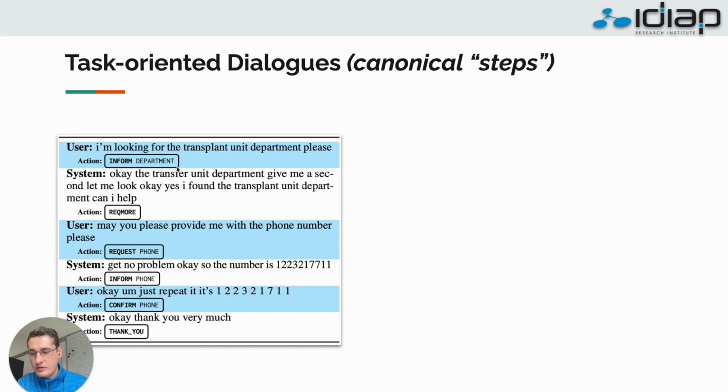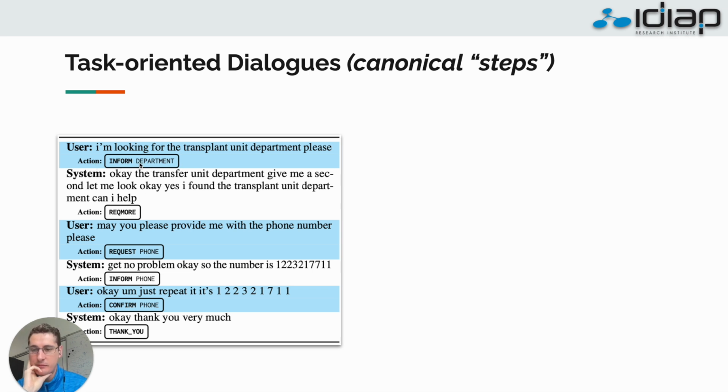The other concept that we also use is the slot, which is basically the piece of information in the utterance that is related to the task being addressed. In this case, for the first utterance, it is the department. If we put together the dialog act and the slot, we get the inform department, which we call an action.